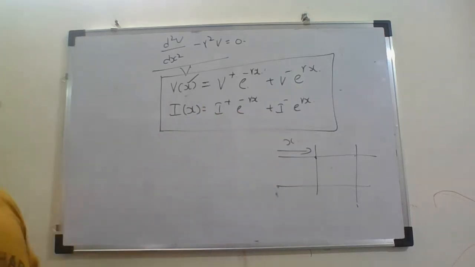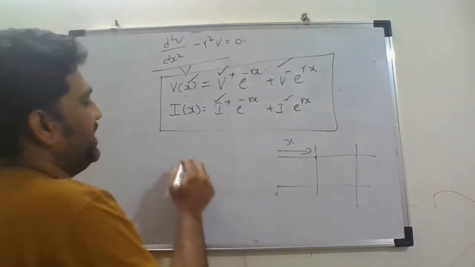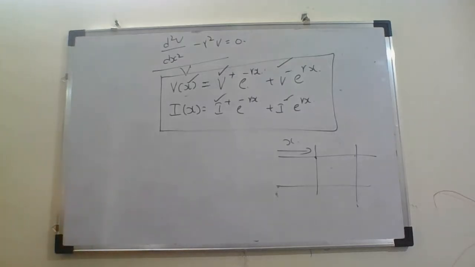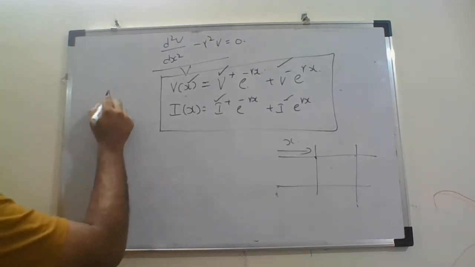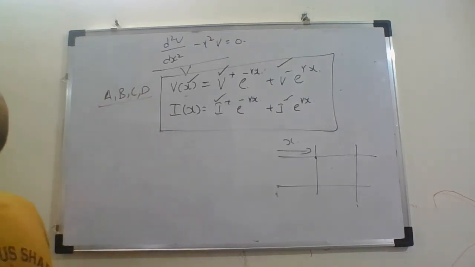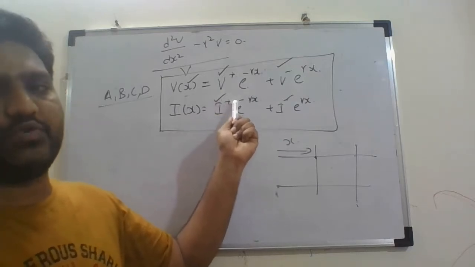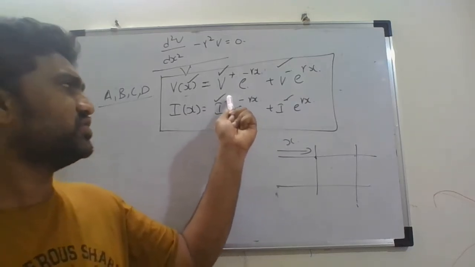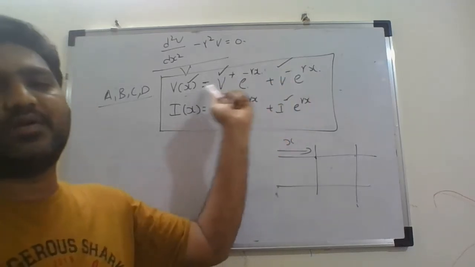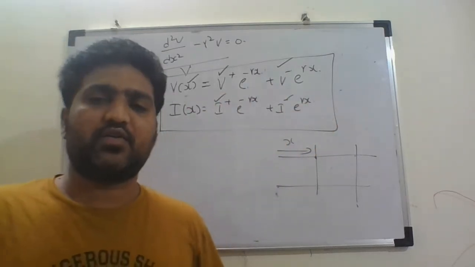Here V plus and V minus, similarly I plus and I minus, are constants. In some textbooks or in some cases, we can also assume them as ABCD values. You can take them as anything. These are basically the magnitudes, constants of the solution, or we can also consider them as the magnitude part of the solution.